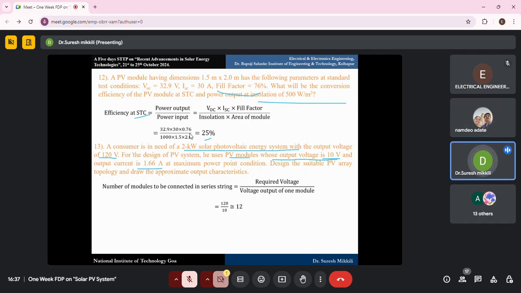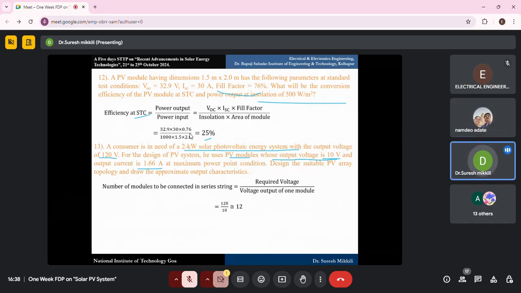Why? See, you want a total of 2 kilowatt power. 2 kilowatt power is given. So total power divided by per cell power. Per cell power, how much are you getting? 10 into 1.66, that is 16.66. So the total is divided by that. Then total divided by 16.66, if you do also, it will come to 12 by 10, I guess.